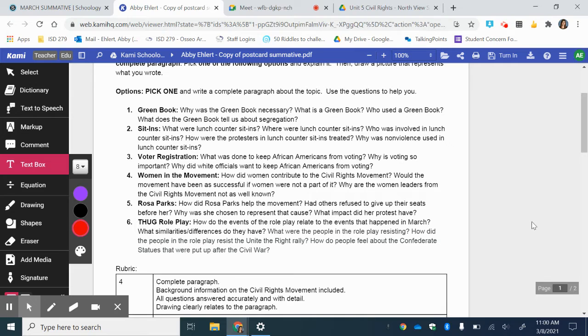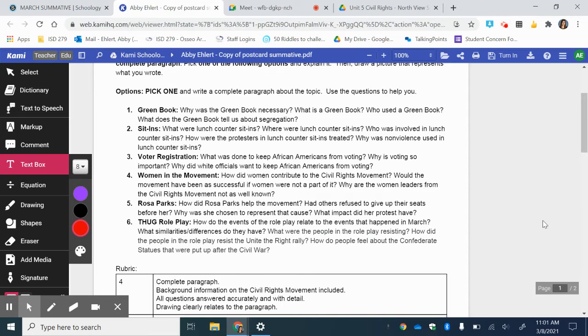Next option is sit-ins. What were the lunch counter sit-ins? Where were they? Who was involved? How were the protesters treated? Why was nonviolence used? Number 3 is voter registration. What was done to keep African Americans from voting? Why is voting so important? Why did white officials want to keep African Americans from voting?